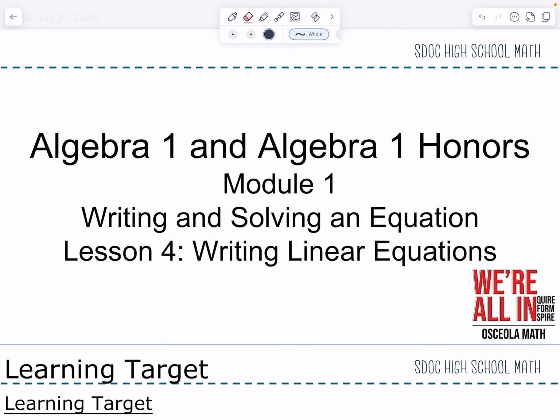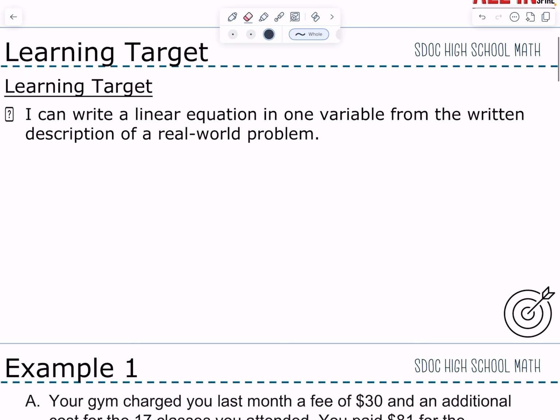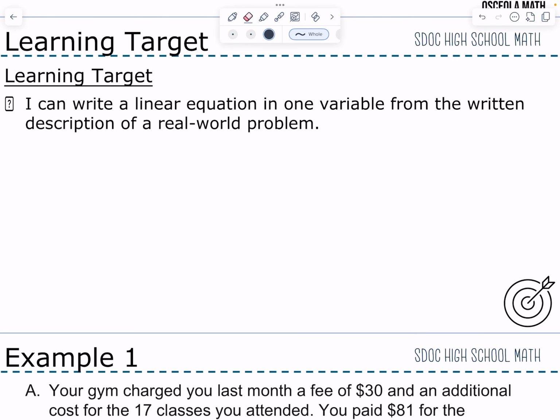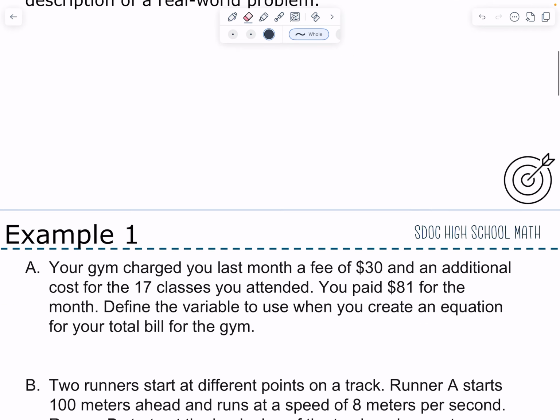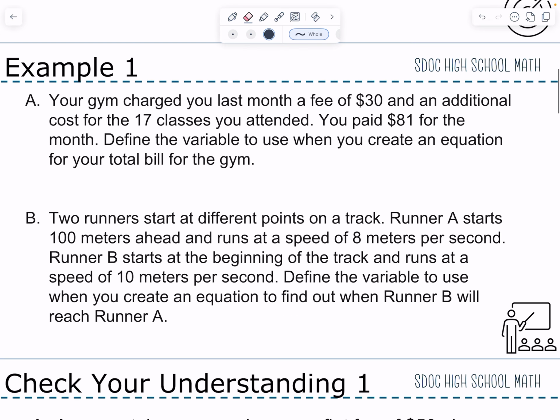Hi everyone, we're going to go ahead and work on writing some linear equations. Our learning target for today is to be able to write a linear equation in one variable given a real world problem. So the very first thing on this first question, I'm going to make sure I know what they're asking me to do. Okay, so real world problems got descriptions. We've got to find what's important, but most importantly, what are they asking us to find?